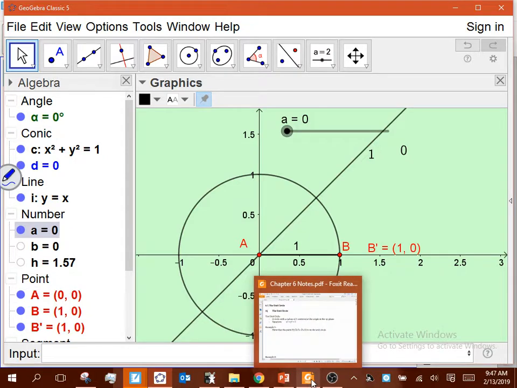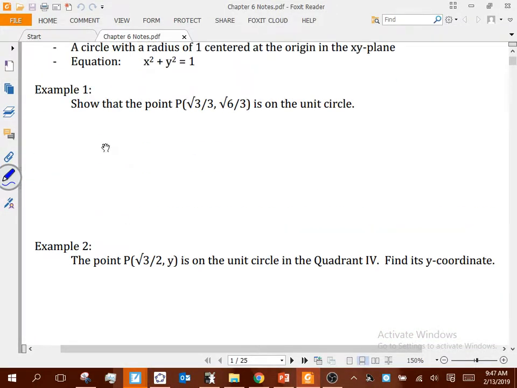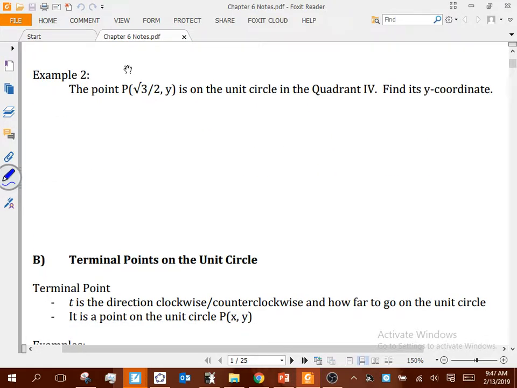So let's get to the PowerPoint, the PDF for a couple minutes here. We did example 1 last week. Let's kind of skip example 2. I think you guys can be able to do that. Basically what you're going to do is, if it satisfies the unit circle, it's going to fit that equation. Do you know the x-coordinate? Looking for the y-coordinate, right?